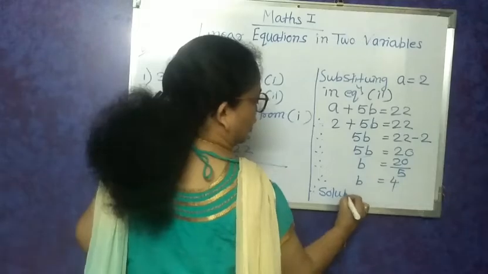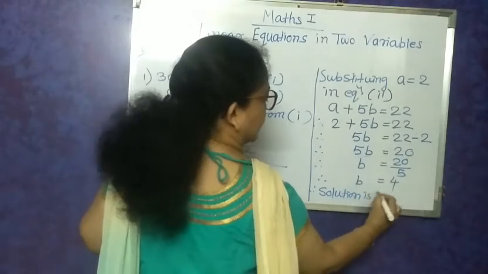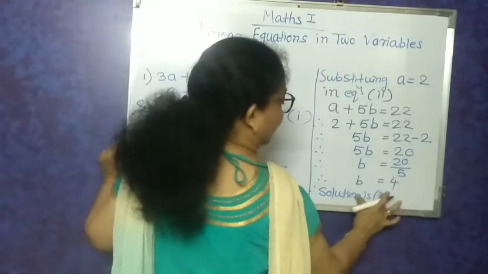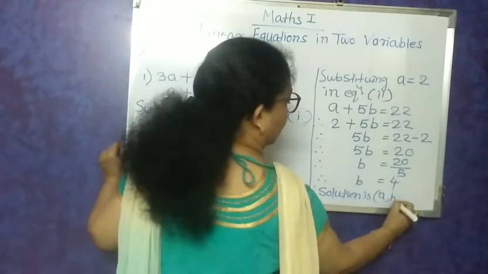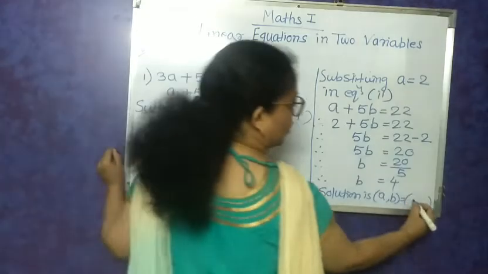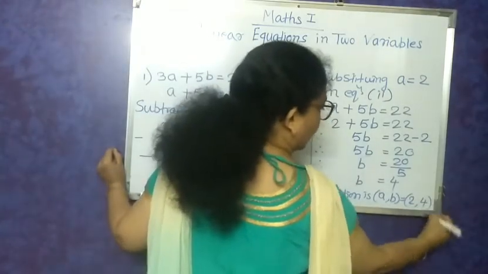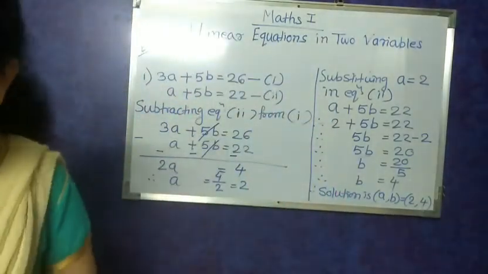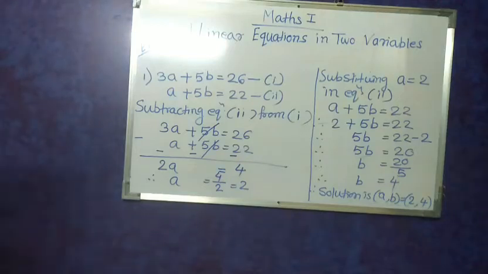Therefore, the solution is x comma, sorry, here the variables are a comma b, is equal to, what is the value of a? 2 comma 4. Is it clear? So these are the steps to solve the simultaneous equation. Now I will show the second one.